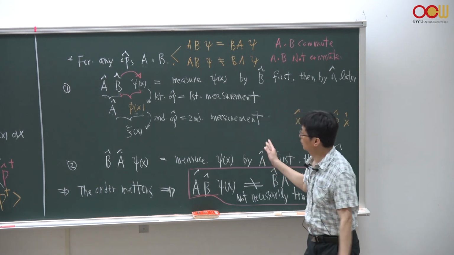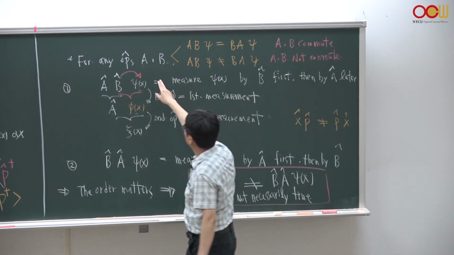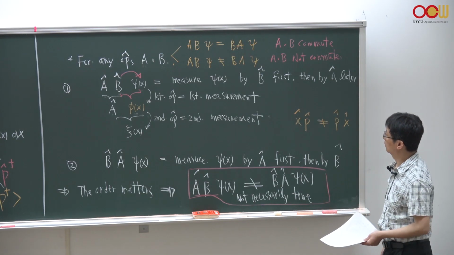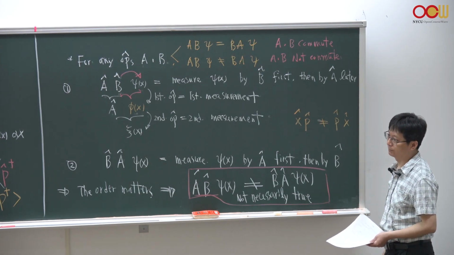So let's take a short break. When we come back, we will continue defining the Hermitian conjugate operator of the operator product A and B.